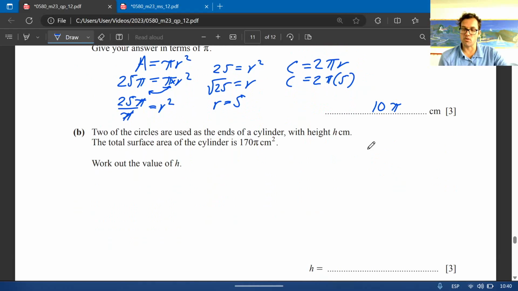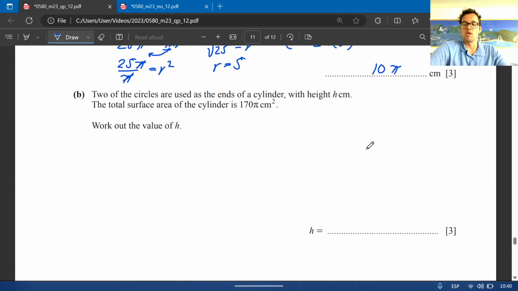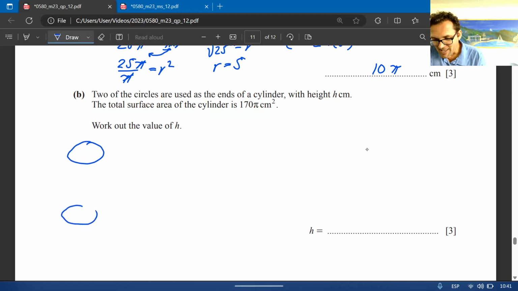Two of these circles are used as the ends of a cylinder. Is this the last question? Yeah, you see, that's what they do, last questions, always to try and bowl you out of the park. Okay, so let's draw that. Two of these circles are used as the ends of a cylinder with height h.